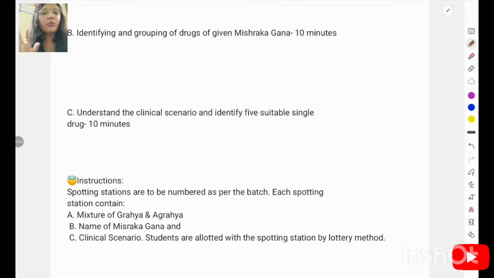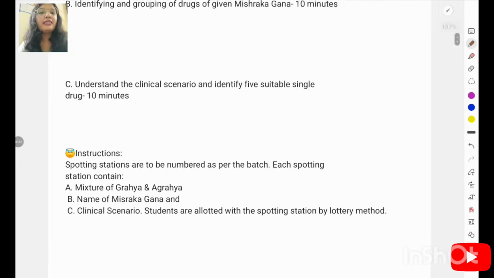You have to identify which disease this complication comes under, and for that disease you have to select a drug. Here you have to select 5 suitable single drugs that you can give in that particular situation. If you have completed this portion in your record, that's very good. Otherwise I will upload my ekal dravya sheet on our Telegram channel, and you can see the sheet from there.